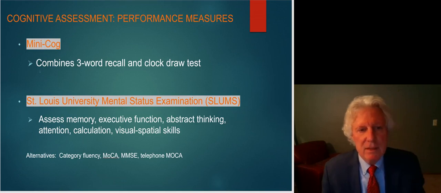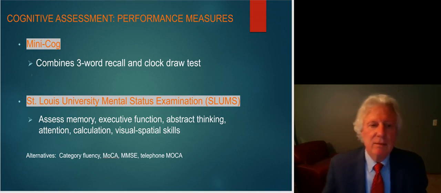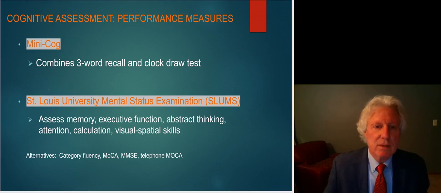This assesses different elements of memory, executive function, abstract thinking, attention span, calculation, and visual spatial skills. So it turns out that visual spatial skills are one of the first components of cognition that fail with Alzheimer's disease. So that's always important to remember.